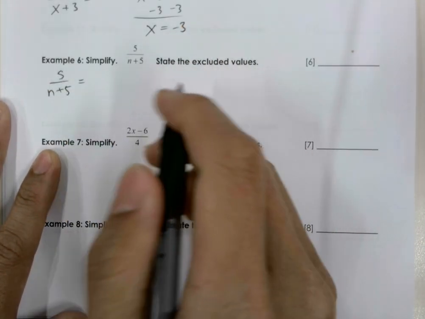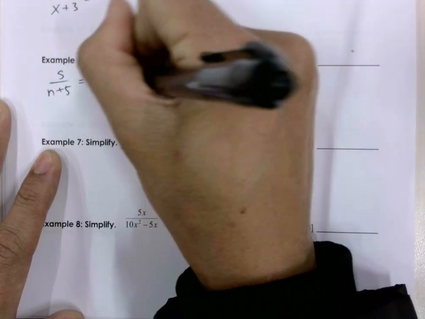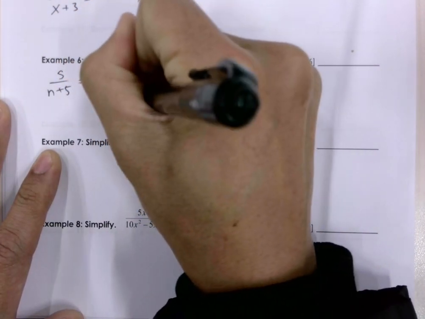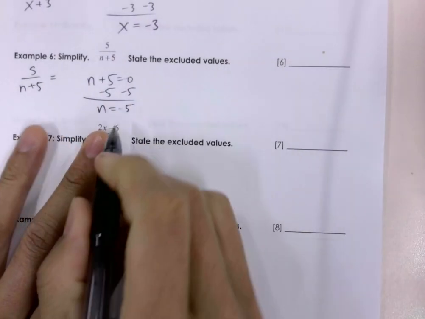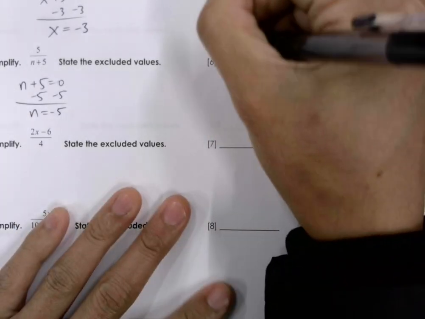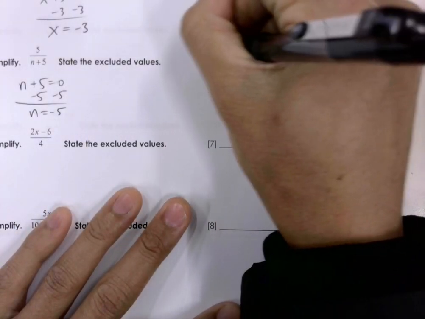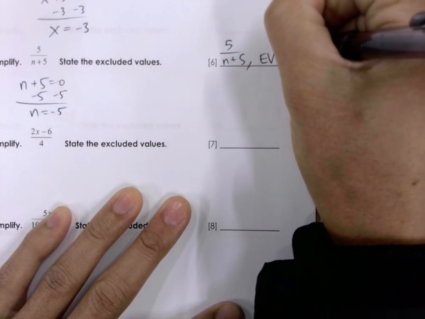Now we want to find the excluded values. So we take the denominator and we set it equal to 0. And we solve for n by subtracting 5 on both sides. And so our excluded value is n = -5. So let's go ahead and say 5 over (n + 5), and my excluded value is -5.